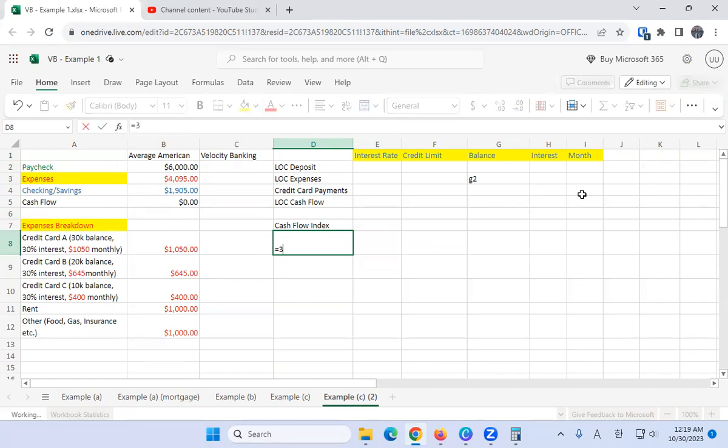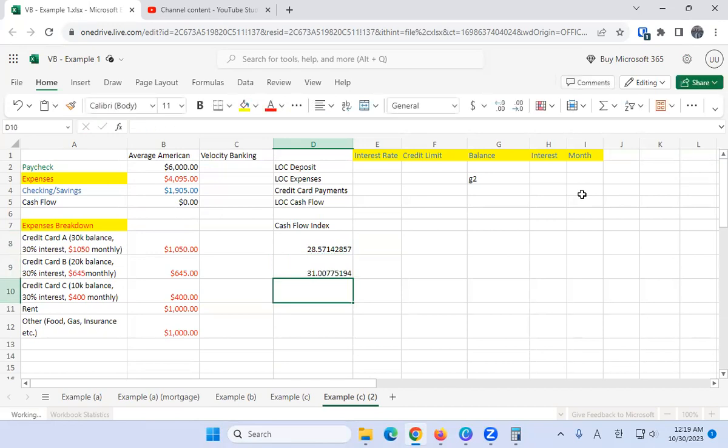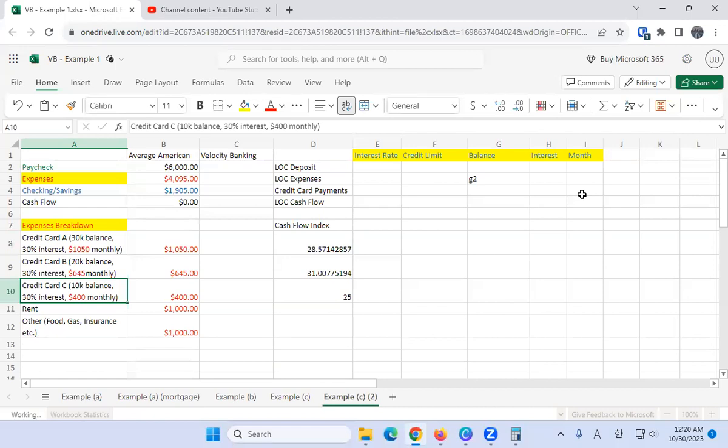All it is is a formula of the loan balance divided by the monthly payment, right? So that's 28.5. This one's $20,000 divided by $645. Whoopsie, $645. And then this one is $10,000 divided by $400, right? The idea is that you select the loan, or the credit card, or the debt that has the lowest number, because that will free up the most cash flow in comparison to the loan balance, right? So according to that, you would use this as your main line of credit for everything.